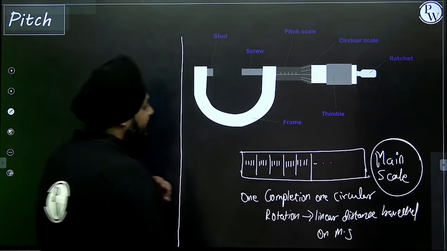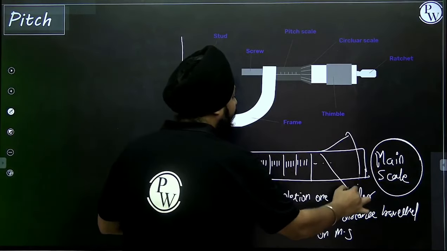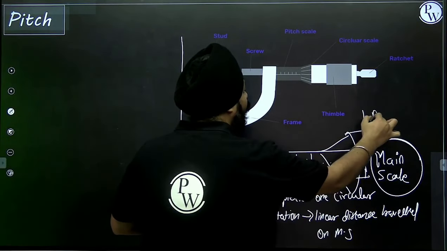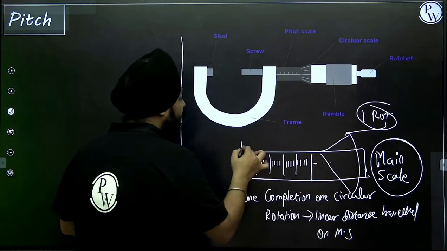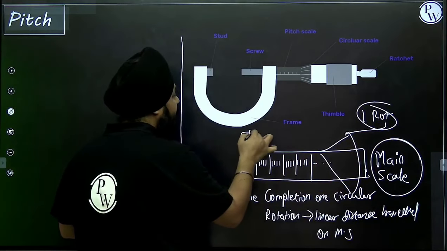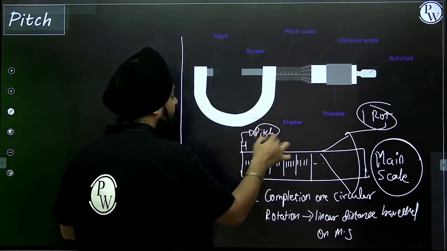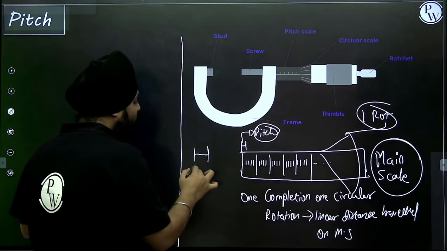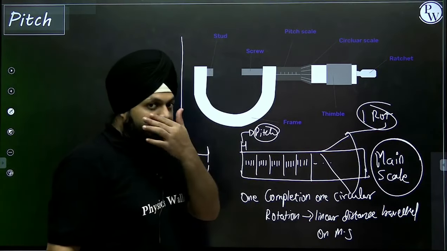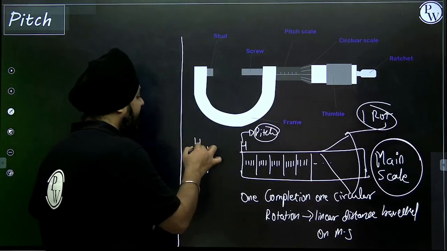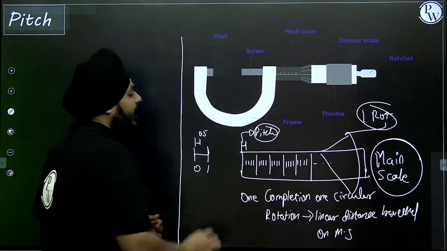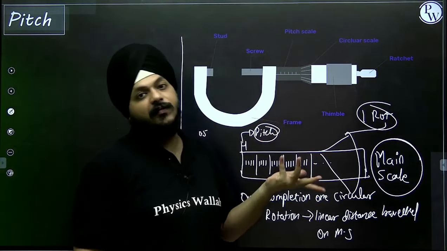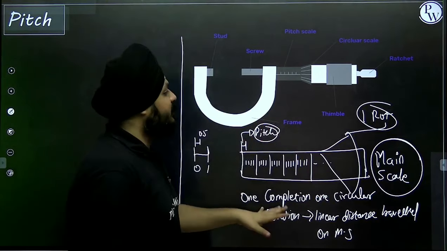On the main scale, let us take an example. This is the circular scale, and it is completing one rotation. How much distance is traveled? That is the pitch. Suppose the distance between two divisions is traveled, then that will be the pitch. Suppose the distance of half a division is traveled, this much linear distance it is covering, then that will be the pitch. This is the exact definition of the pitch.